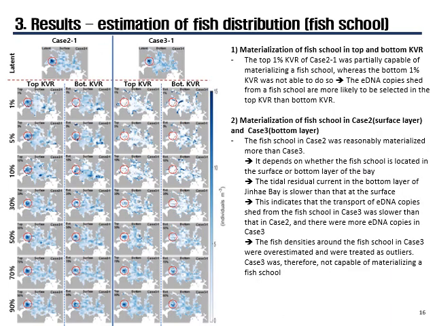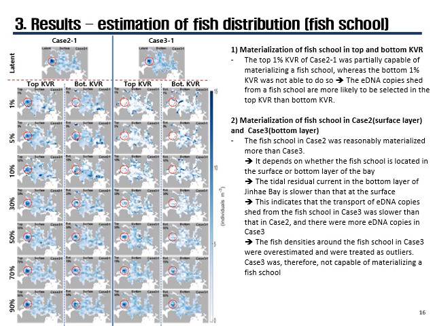And next is the check result of whether the fish school was materialized or not. The materialized fish schools in the top and bottom K-area conditions. The top 1% K-area of case 2-1 was partially capable of materializing a fish school, whereas the bottom 1% K-area was not able to do so. And in these regions I mentioned, the eDNA copies shed from a fish school are more likely to be selected in the top K-area than bottom K-area condition.